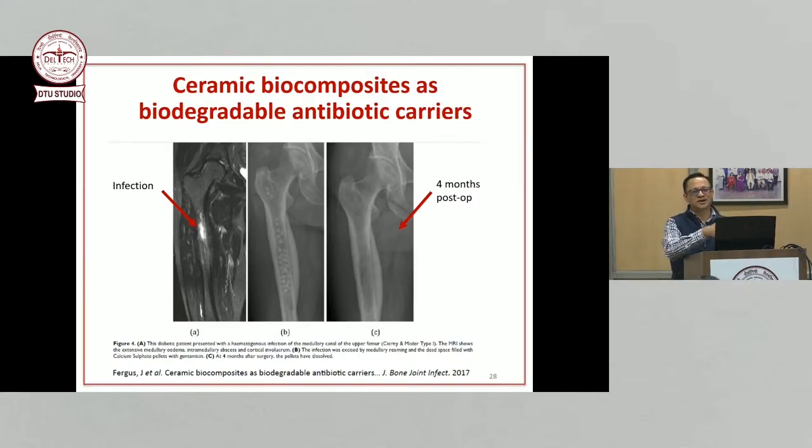See, we cannot make a biodegradable catheter, right? But in this type of application, yes, biodegradable is okay. Slowly bone is growing, infection is going away, material is degrading while releasing that antimicrobial drug, right?